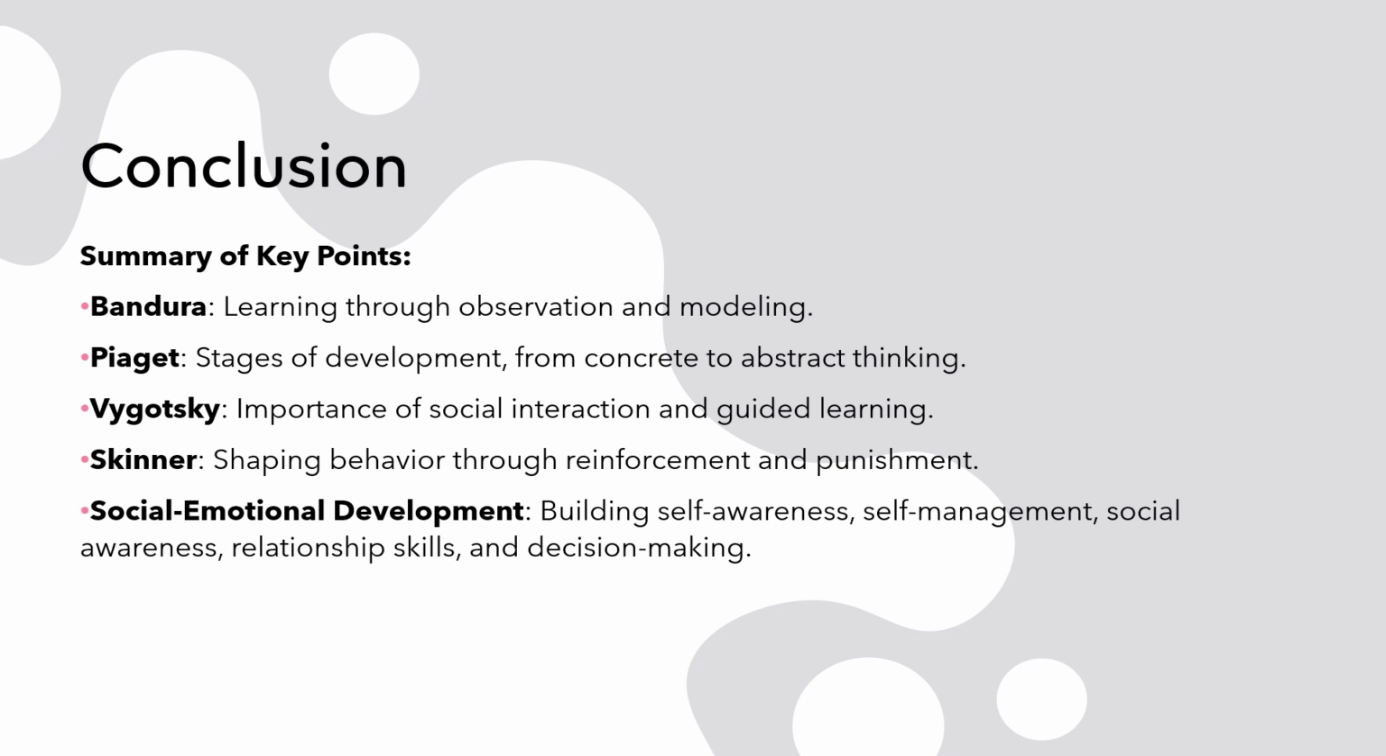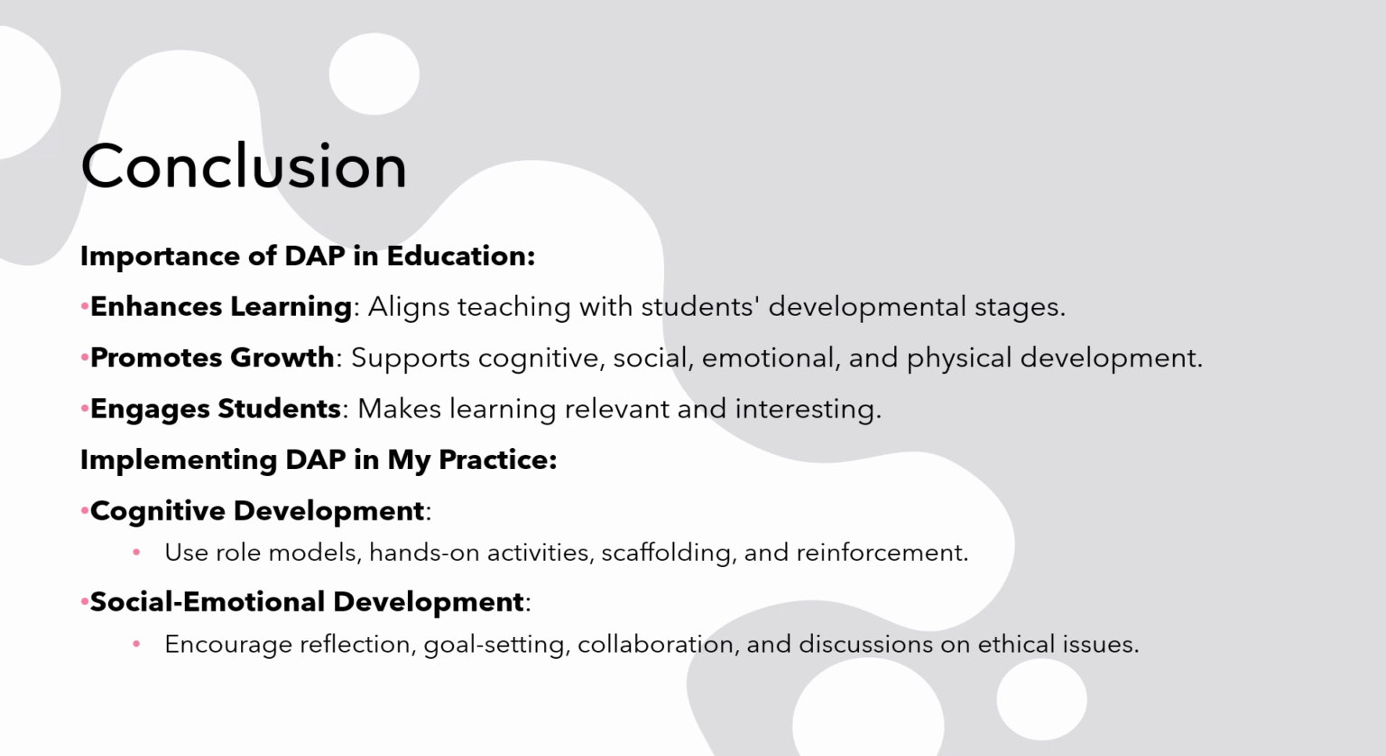So this is the conclusion, a summary of key points. So we had Bandura, which focuses on learning through observation and modeling. Piaget focuses on the stages of development from concrete to abstract thinking. Vygotsky focuses on the importance of social interaction and guided learning. In Skinner, we have shaping behavior through reinforcement and punishment. Then we have social emotional development, which deals with building self-awareness, self-management, social awareness, relationship skills, and decision making as well.